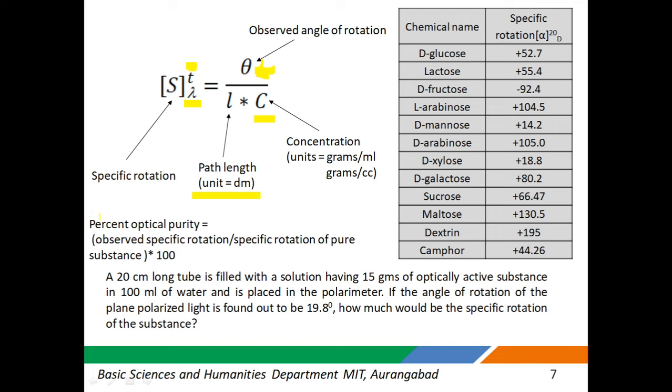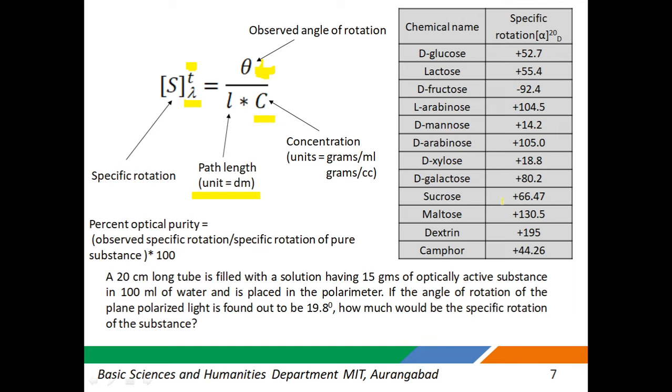So if you look at this formula, this problem: a 20 centimeter long tube is filled with a solution having 15 grams of optically active substance in 100 ml of water and is placed in the polarimeter. If the angle of rotation of the plane polarized light is found to be 19.8, how much would be the specific rotation of the substance? If you put all the terms into this formula, you will get an answer that is 6.6. But something more is there, and what is that? That we will see in the next slide. But before that, the correct answer is 66.